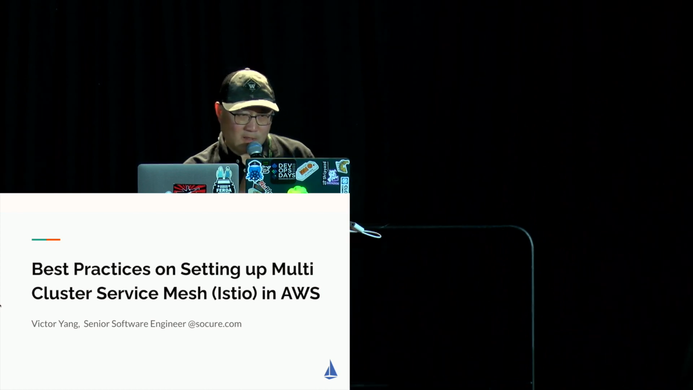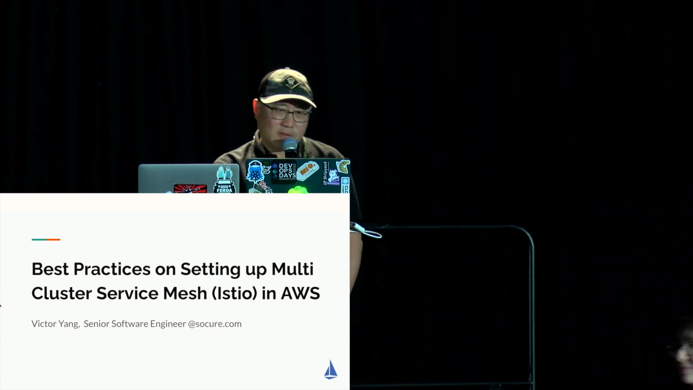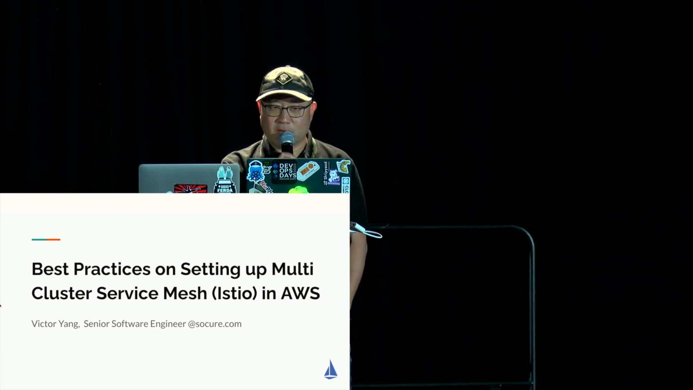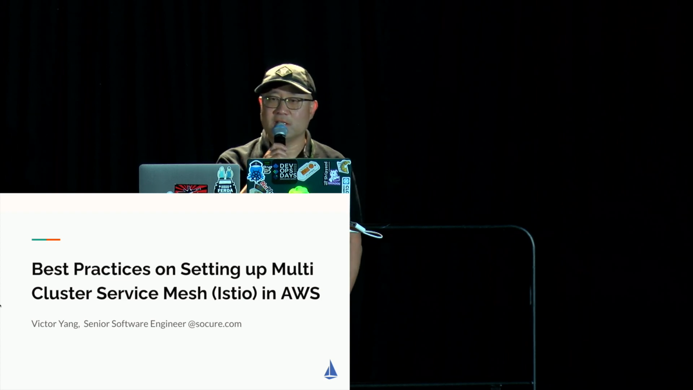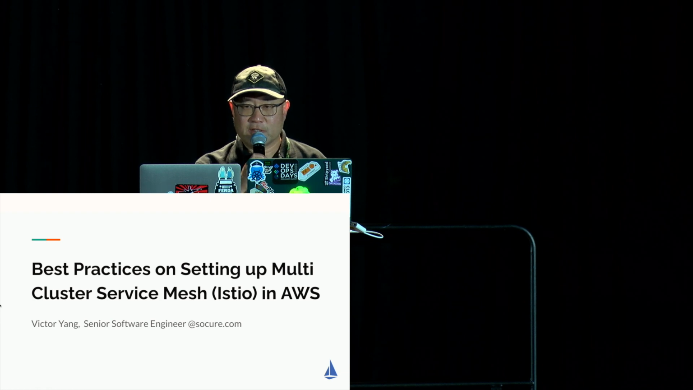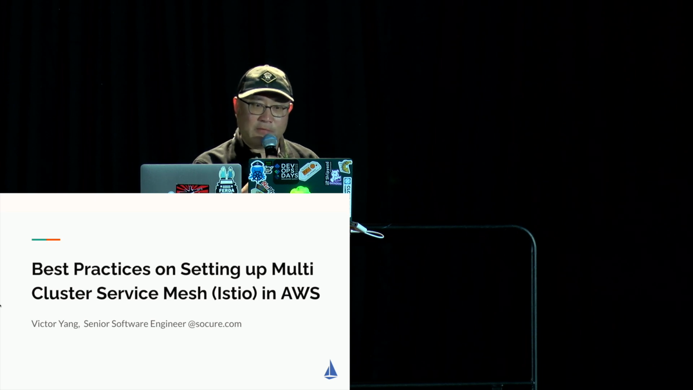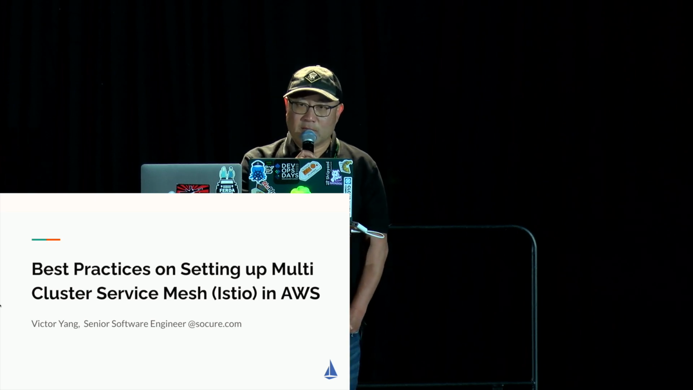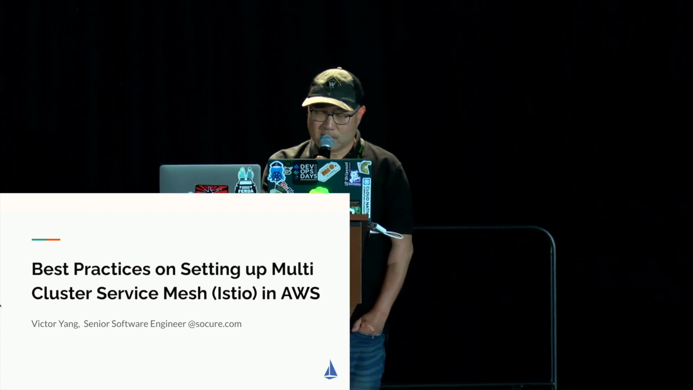Hello, everyone. We'll be talking about the best practices on setting up a multi-cluster service mesh, aka Istio, in AWS. My name is Victor Yan, Senior Software Engineer at Socure. Socure is a fintech company that does identity verification platform, and we run everything in EKS with Istio.